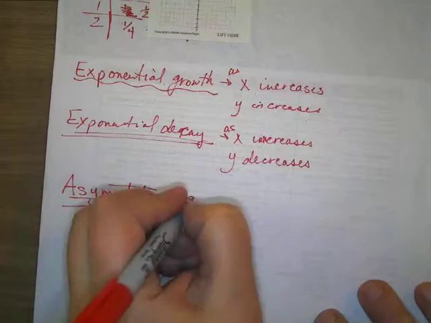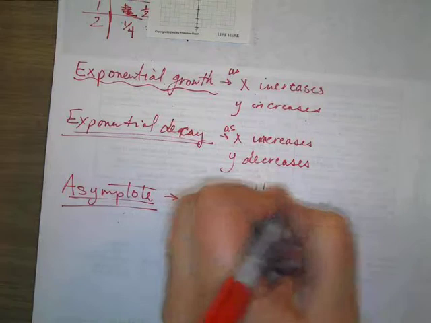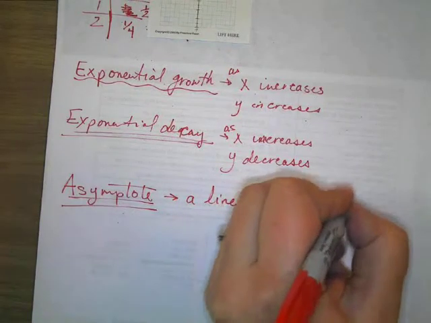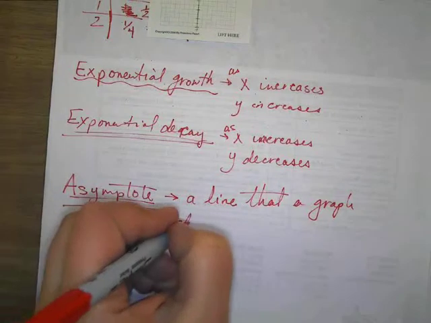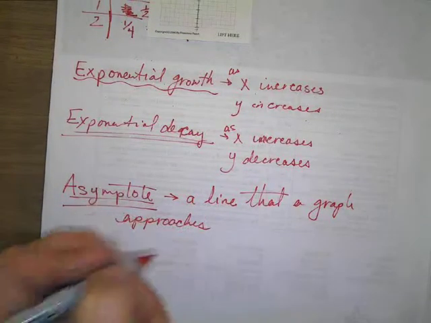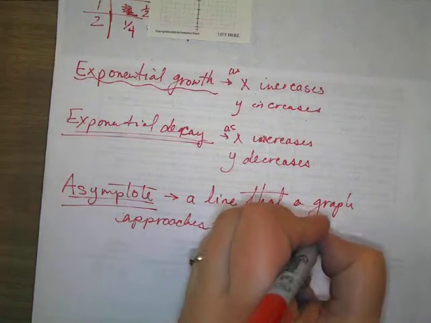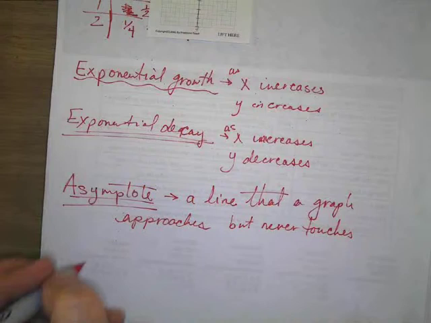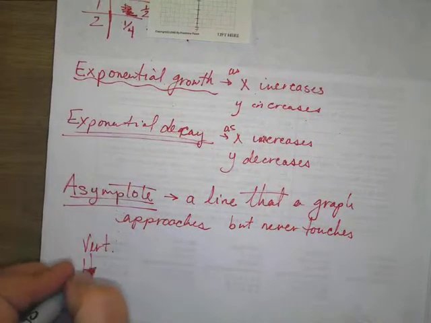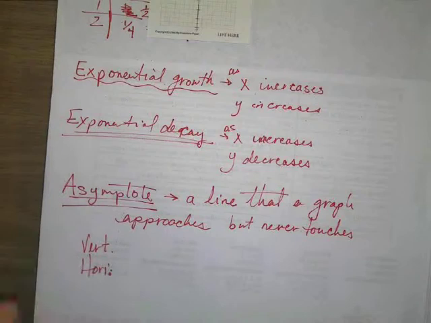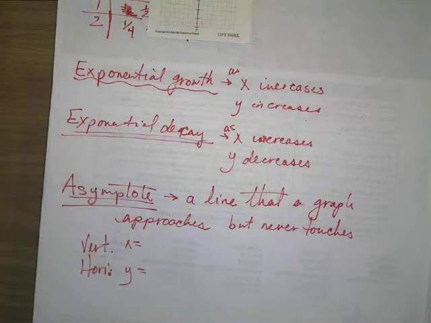An asymptote is a line that a graph approaches, but never touches. And there are two types of asymptotes. There's vertical asymptotes and there's horizontal asymptotes. Vertical asymptotes are x equals, horizontal asymptotes are y equals.